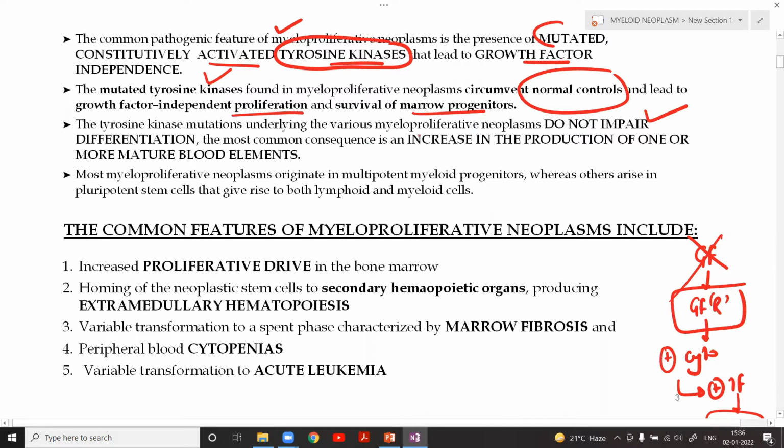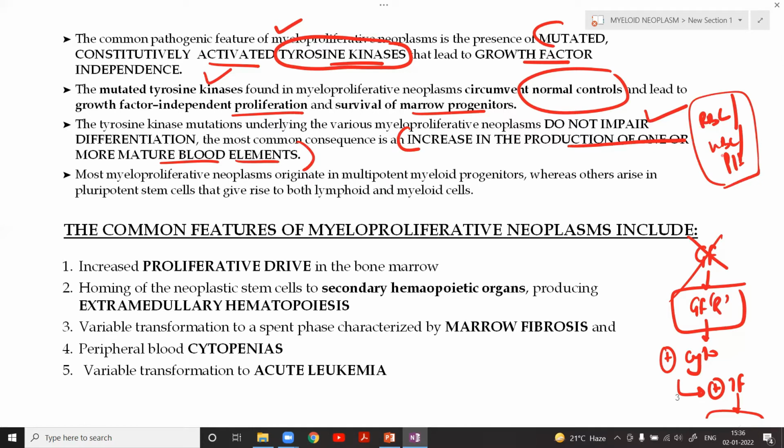The most common consequence is an increase in the production of one or more mature blood elements. So in myeloproliferative neoplasm, either the RBC series or the WBC series or the platelet series, or maybe all of them, increase in amount. So excessive amounts of the normal components are seen. Is it very clear to everyone? Remember one thing, that most myeloproliferative neoplasms originate in multipotent myeloid progenitors.